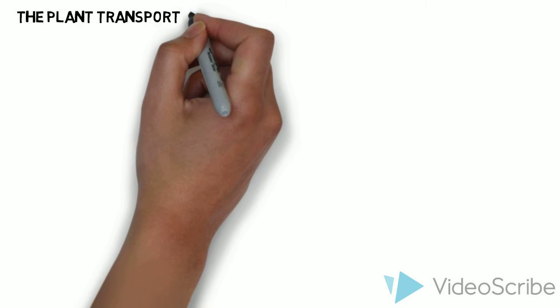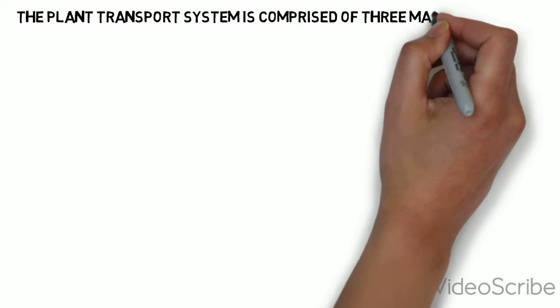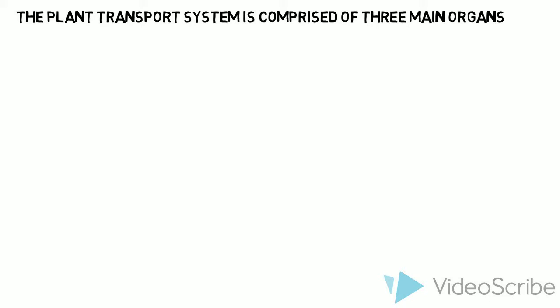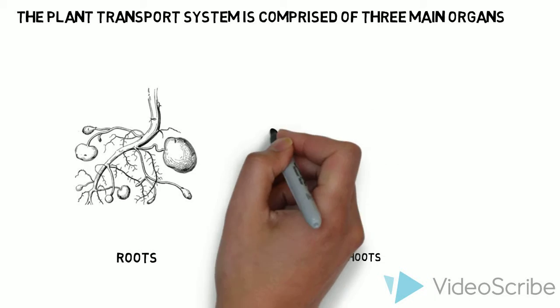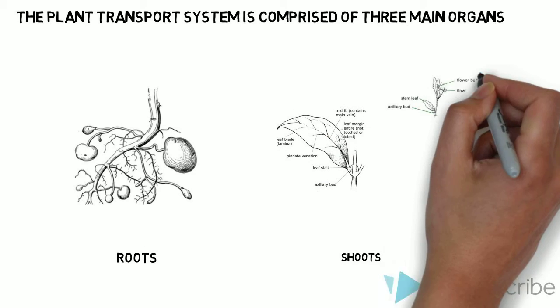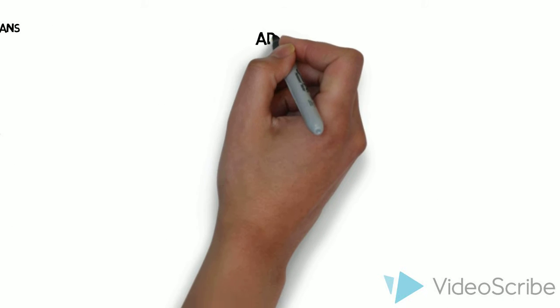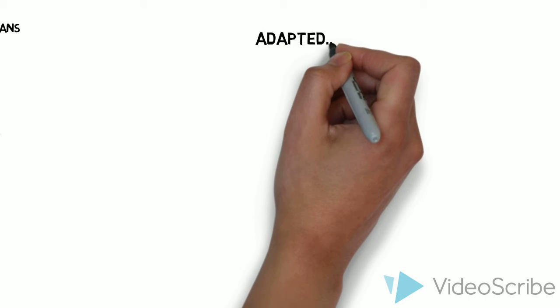The plant transport system is comprised of three main organs. These organs are roots and shoots. Shoots are comprised of stems and leaves. Each of these organs and the elements they are made up of have adapted over time.